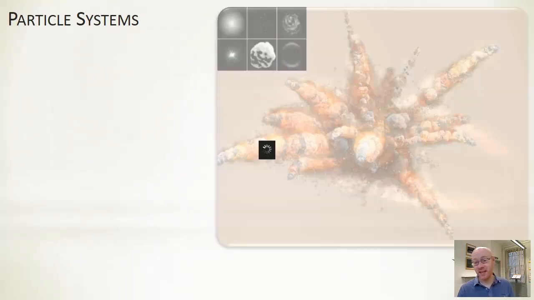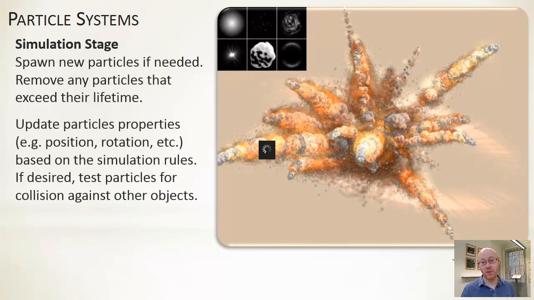So, the simulation stage is where you're updating the particle. Basically, you move the acceleration to the velocity to the position, the orientation, things like that. Within the emitter, this is where you can have a more interesting simulation stage. This is where you create new particles and you remove old particles that have exceeded their lifespan. So a particle is created, then it dies after a while.